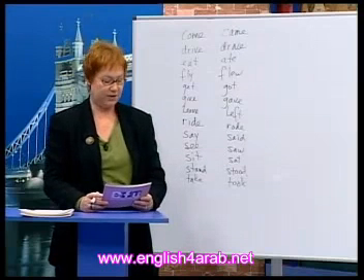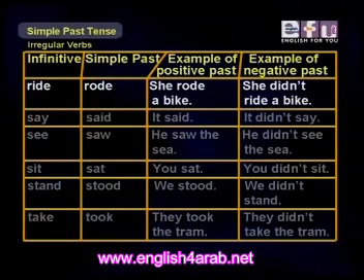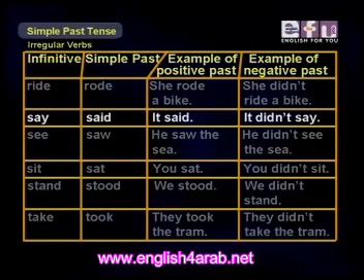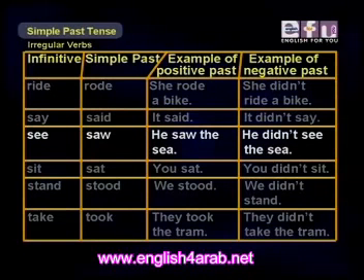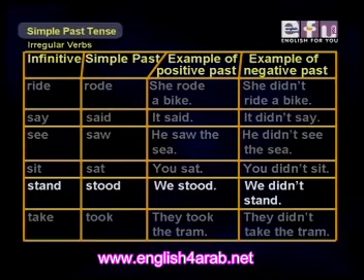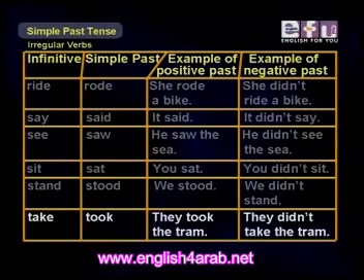Okay, now we have some more for you. Ride, rode. She rode a bike. She didn't ride a bike. Say, said. It said. It didn't say. See, saw. He saw the sea. He didn't see the sea. Sit, sat. You sat, you didn't sit. Stand, stood. We stood, we didn't stand. Take, took. They took the tram, they didn't take the tram.